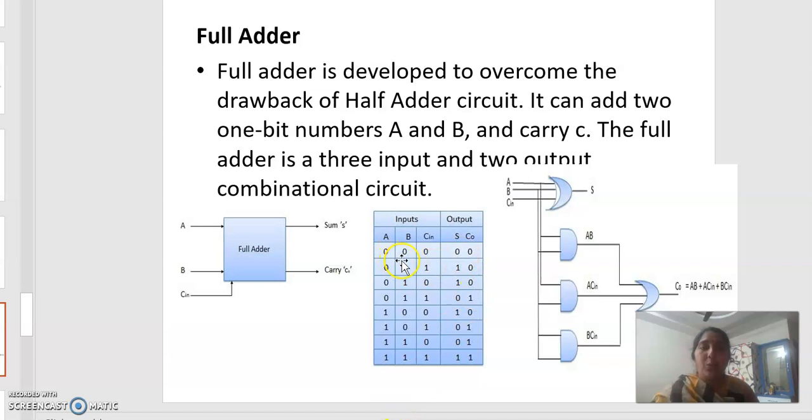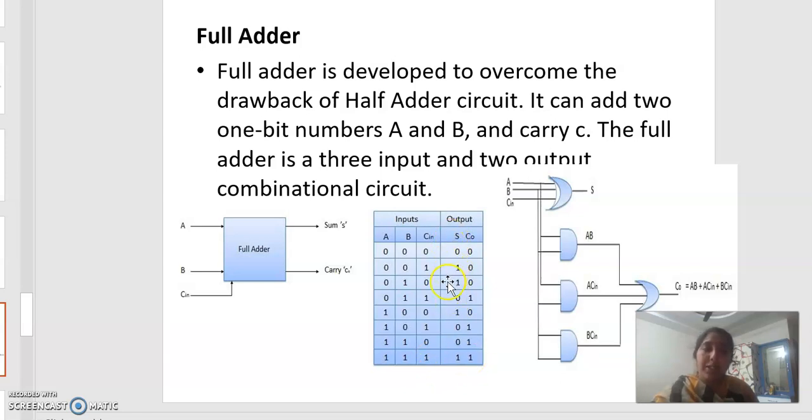For 0 plus 0 plus 0, the sum value is 0 and the carry value is 0. Suppose we consider the combination 0, 1, 1, so 0 plus 1 plus 1 produces sum equals 0 and carry equals 1. Similarly, for 1, 1, 1, that is 1 plus 1 plus 1, it produces sum equals 1 and carry equals 1.